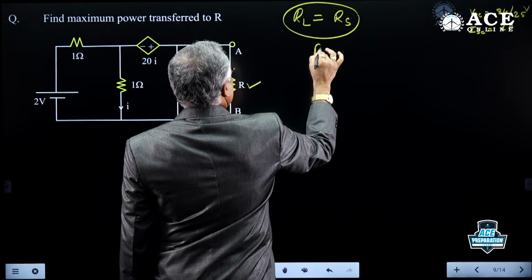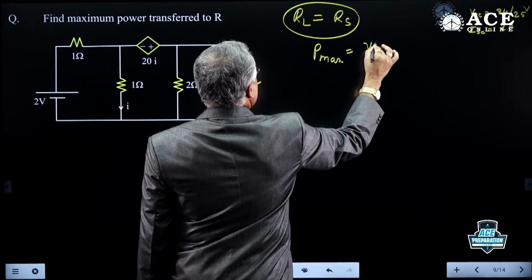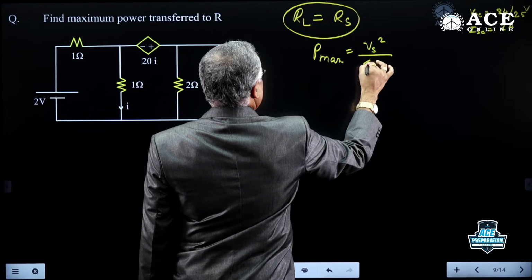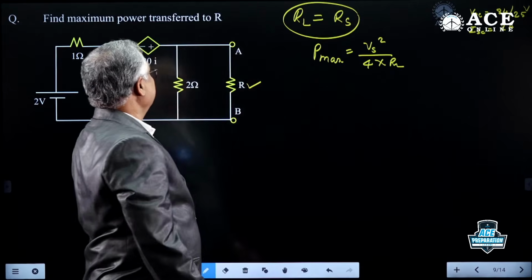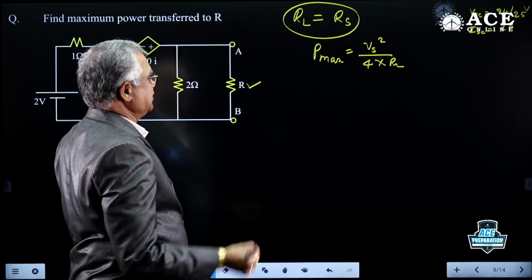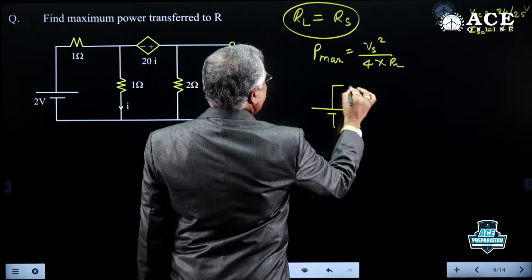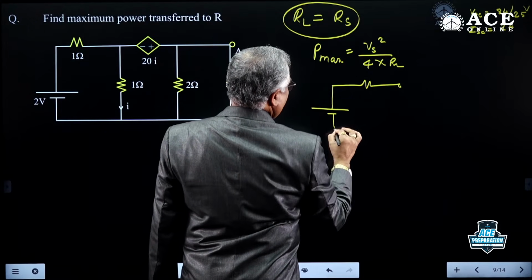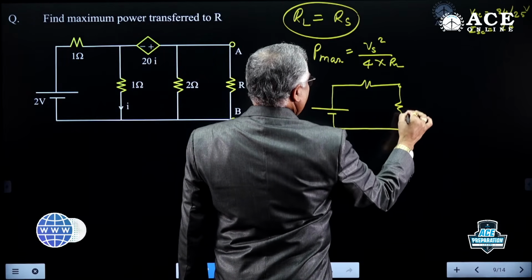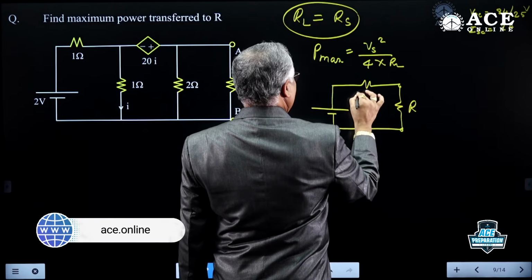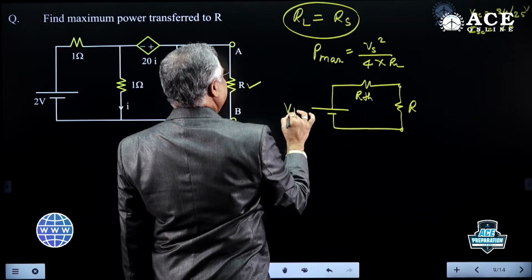What is the maximum power formula? It is equal to Vs square by 4 into RL. The maximum power transfer theorem is an extension of Thevenin's theorem. So first you have to find the Thevenin equivalent. To know the value of R, we should know R Thevenin. To find the power, we should know V Thevenin.